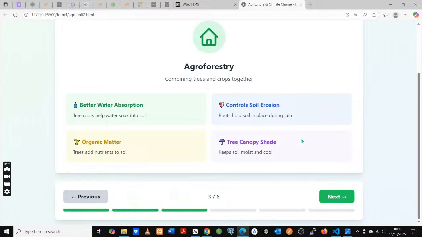The benefits will be better water absorption. Tree roots help water to soak into the soil. Organic matter: trees add nutrients to the soil after shedding of leaves. Controlling soil erosion: roots hold soil together or in place during rain. Tree canopy shade keeps soil moist. When we say canopy, a thick forest has a canopy, or a big tree with a lot of branches and leaves has a canopy. So it will provide shade. The shade is a source of moisture and the cooling of the environment.